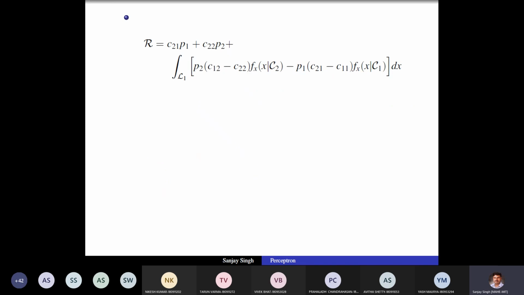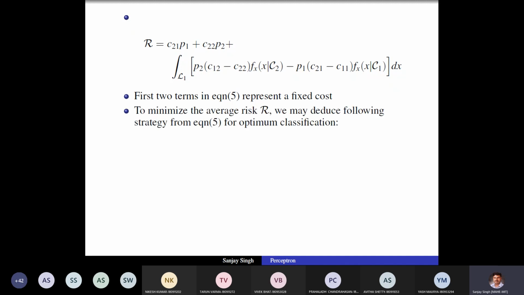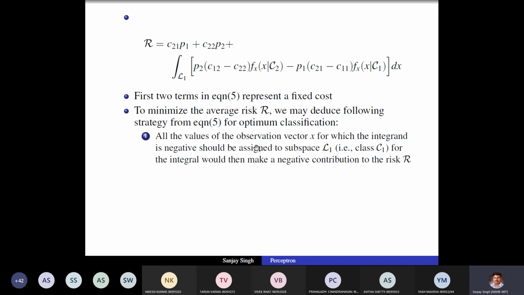Now let me put it in words. These two terms are fixed cost. You cannot do anything with that. To minimize the risk, we may derive the following strategy from this particular equation for optimum classification. As I mentioned here, for all the values of the observation vector x for which the integrand, meaning the bracket, is negative, should be assigned to space L1, that is class 1.